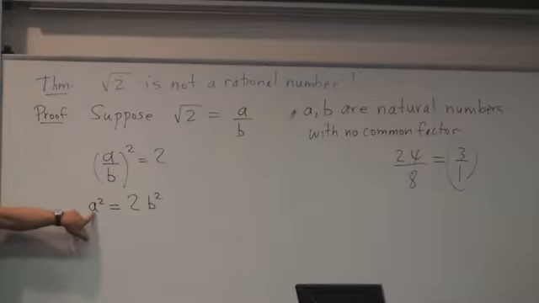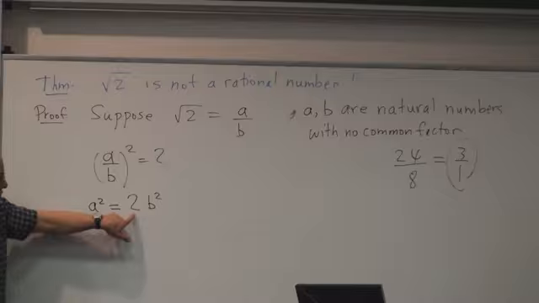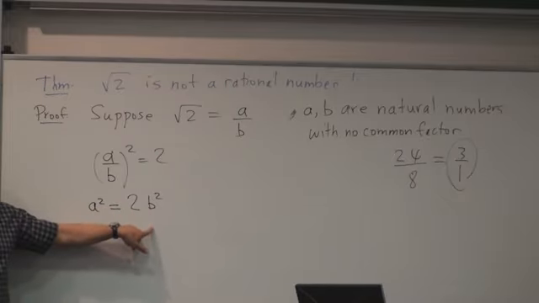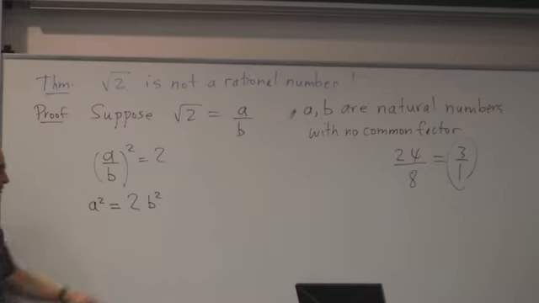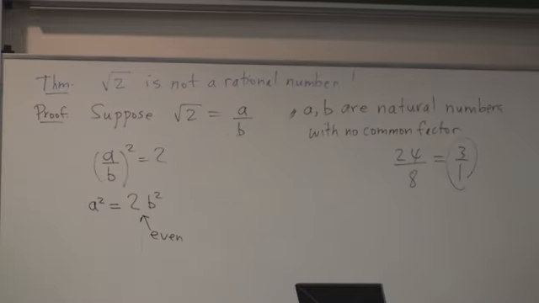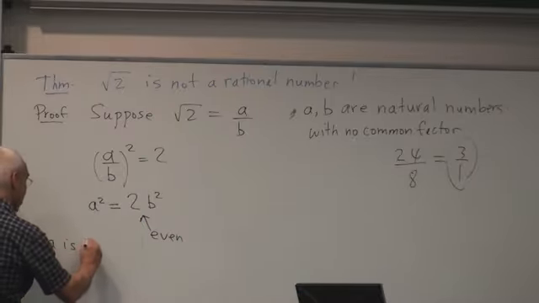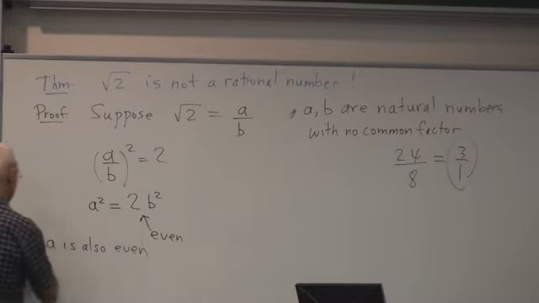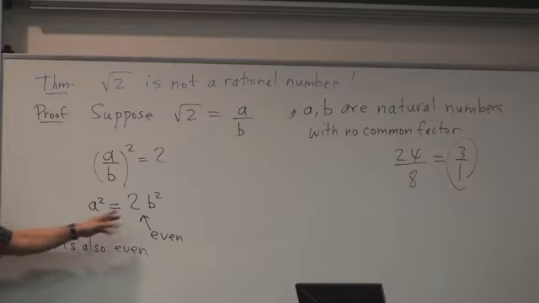Okay, what can we conclude from this? Well, a is a natural number. 2b squared is an even natural number because it's 2 times something. So the right-hand side is an even number. What does that tell us about a? Well, if a was odd, then a squared would also be odd, because the square of an odd number is an odd number. So there's no way that could happen. So it must be that a is also even. Since the right-hand side is even, a itself must be even.